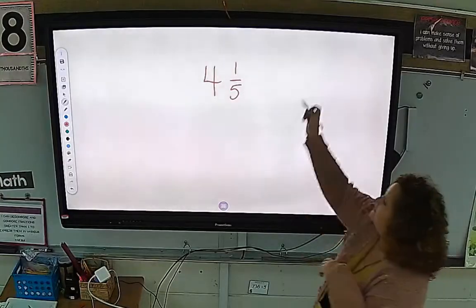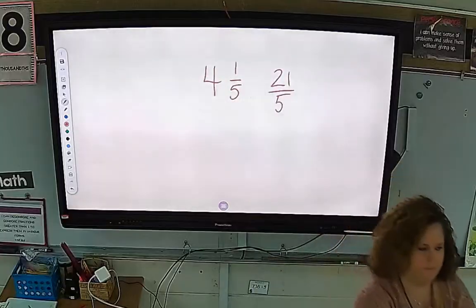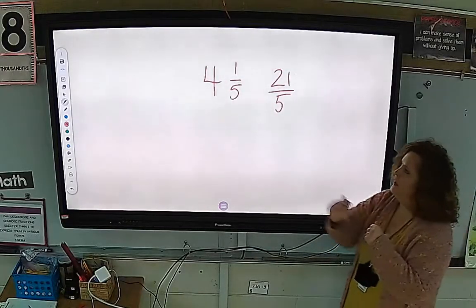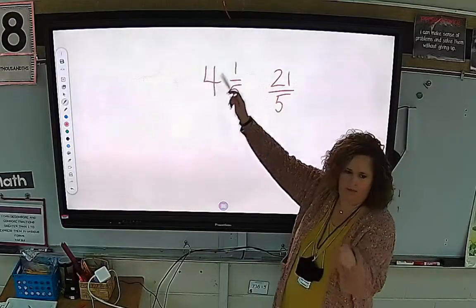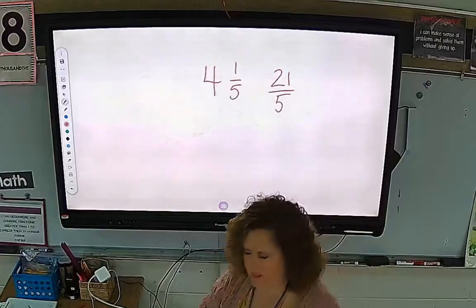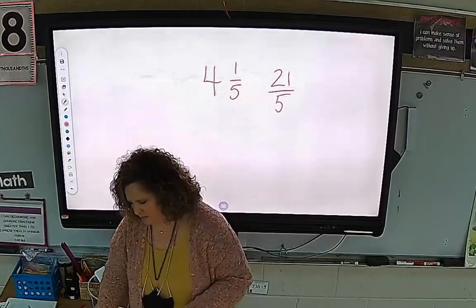21. I got it. 21 what? There you go. She got 21/5. Anybody agree with that? Yeah. Absolutely. Look at all those hands agreeing. Because 5 times 4 is 20, plus the 1 more is 21. We keep our denominator fifths. See? You got this. All right, let's do another one.